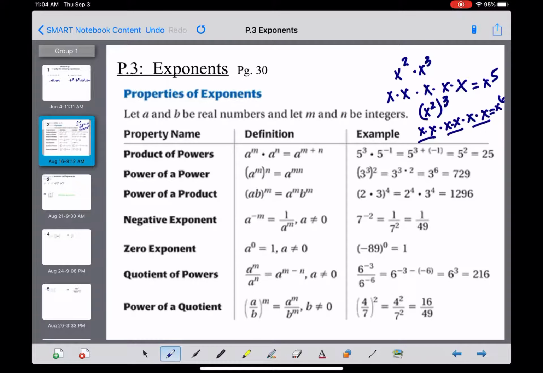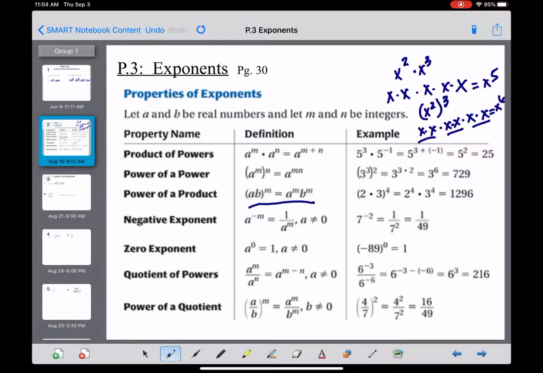We can distribute the exponent here in this one. A negative exponent, wherever the exponent is negative, it will move to the opposite location. So if it's in the denominator and it's negative, it'll move to the numerator, and it will become a positive exponent, and vice versa. And then here's an example for you. A 0 exponent, a to the 0, anything to the 0 power is 1.